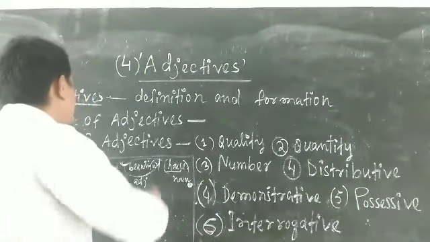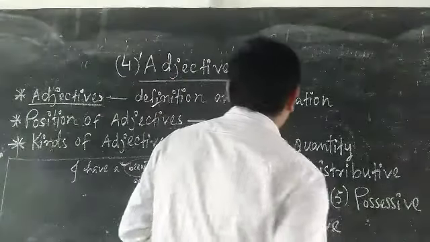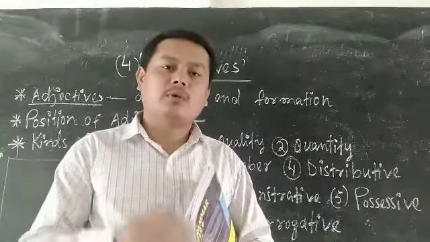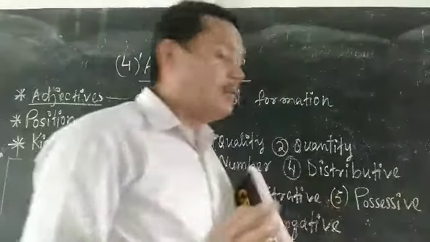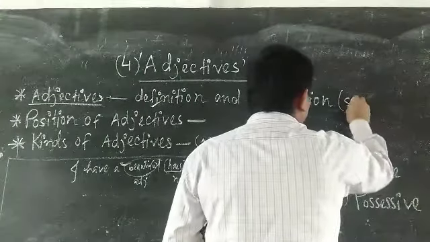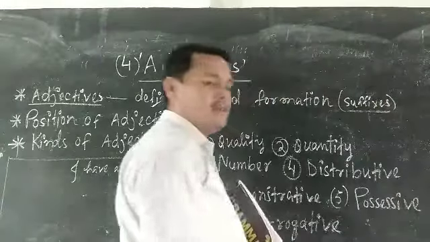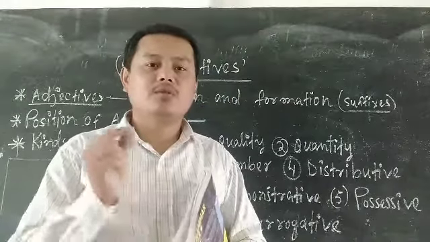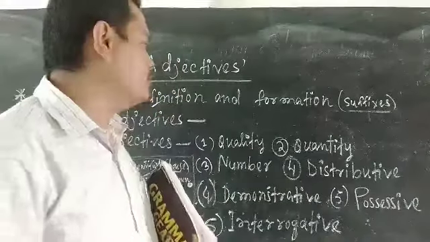And another important point is how adjectives are formed. This one is quite important, you know. Actually, adjectives are formed from 2 words, noun and verb. And the most important thing is that adjectives are formed by using suffixes. Adjectives are formed by using suffixes. And dear students, suffix means the group of letters that are added after the word to get a new word.